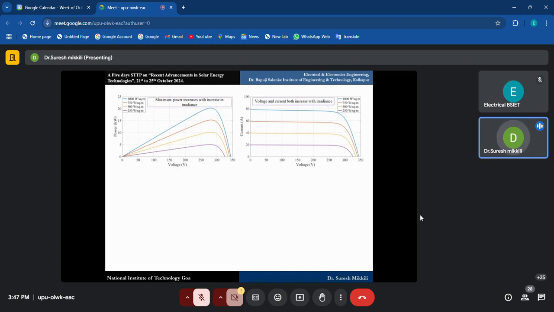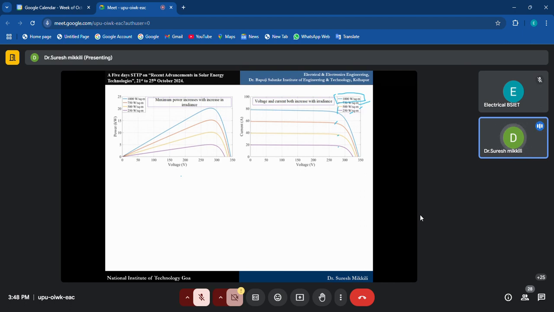Suppose there is no shading, irradiance is 1000 watt per meter square. You are getting 80 amperes. When 25% shaded, which means 750 watt per meter square, you are getting 60. When 50% shaded, out of 80 you are going to get 40 only. When 75% shaded, then 250 watt per meter square, you are going to get 20 amperes. Accordingly, the powers are calculated. So when irradiance is changing, when shading conditions are changed, then there is a huge change in voltages, currents and powers.